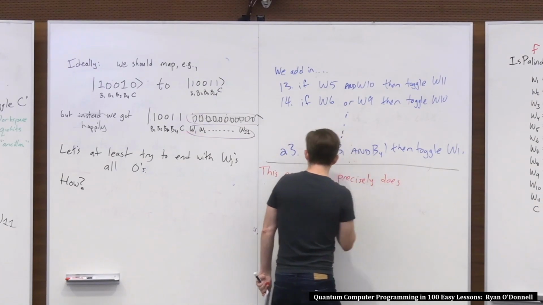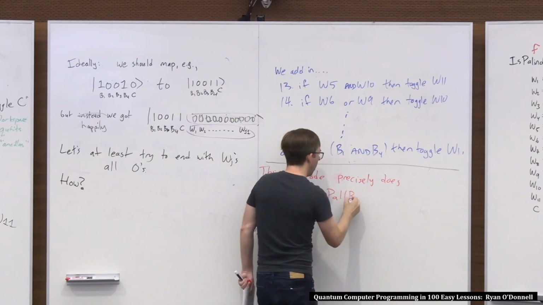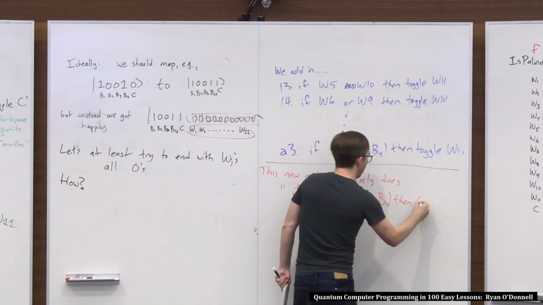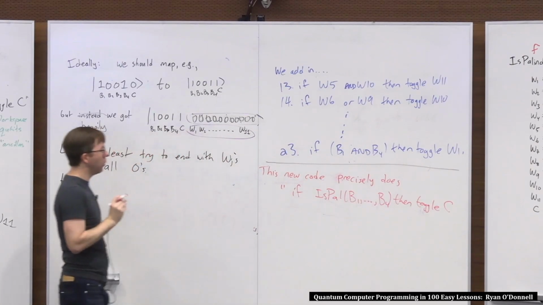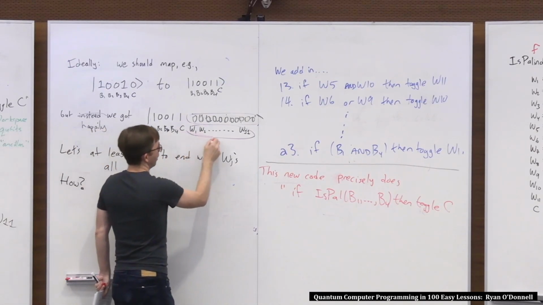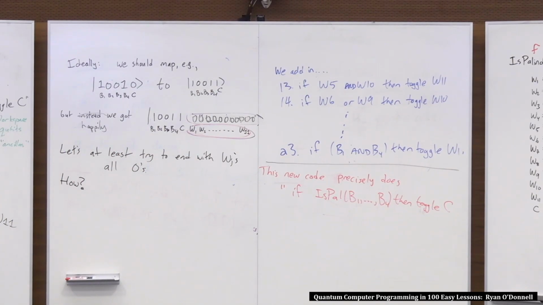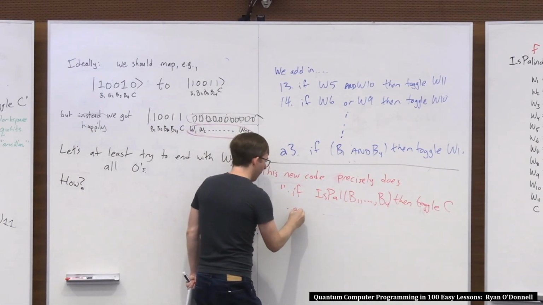does: if is palindrome B1 through B4, then toggle C. We would really love to say our new code precisely does this. But it doesn't quite do this because it always introduces these new qubits, W1 through W11. But at least they're always 0. In fact, it precisely accomplishes this.